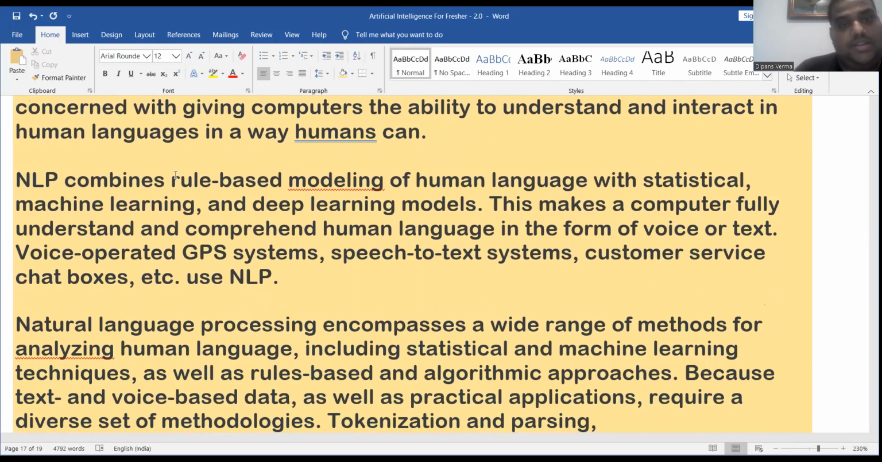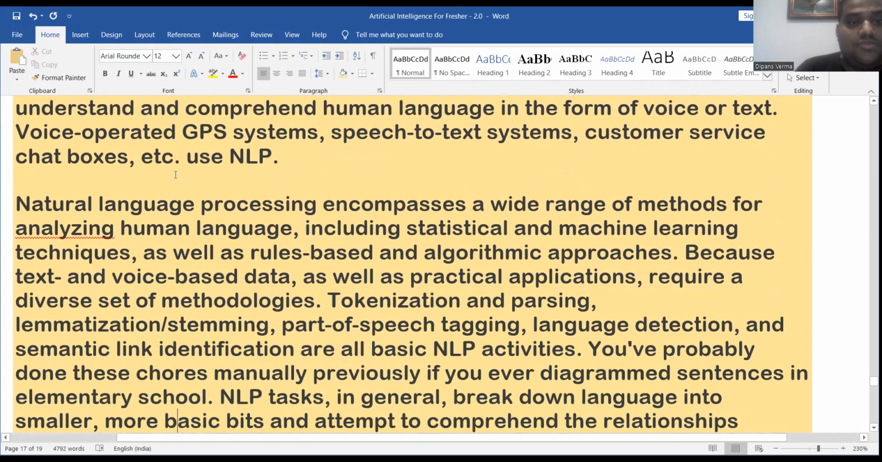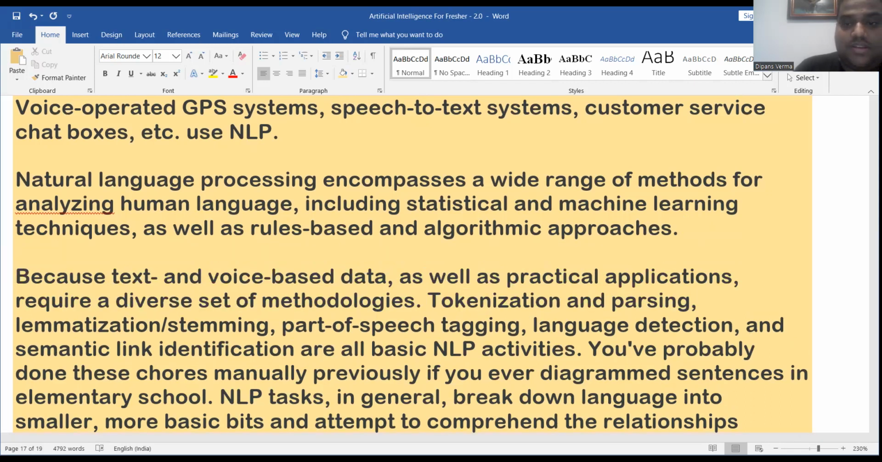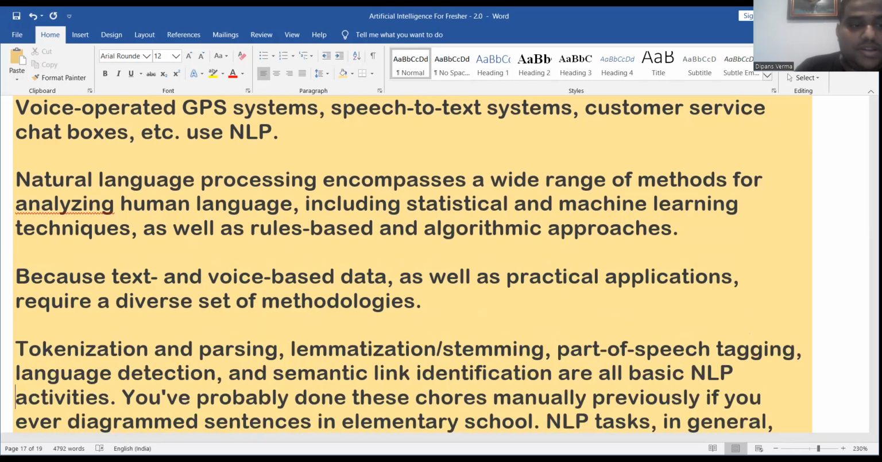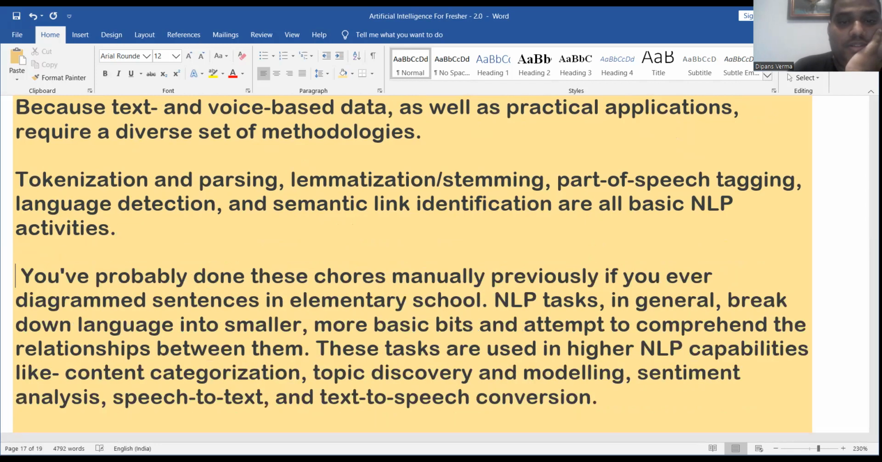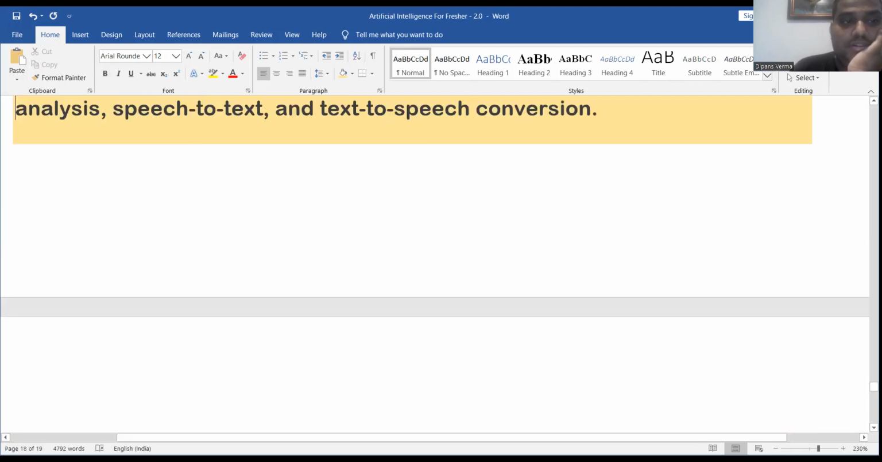use NLP. Natural language processing encompasses a wide range of methods for analyzing human language, including statistical and machine learning techniques, as well as rule-based and algorithmic approaches, because text and voice-based applications have a diverse set of processing requirements, right? Stemming, part-of-speech tagging, language detection, and semantic link identification are all NLP activities. You have probably done those manually previously if you have ever diagrammed sentences, right?